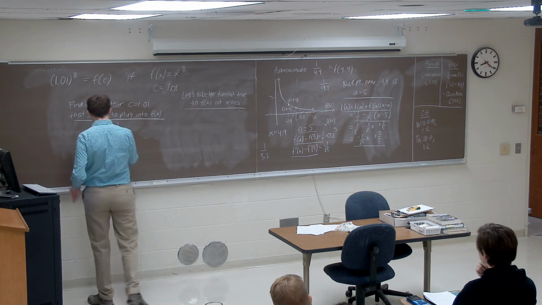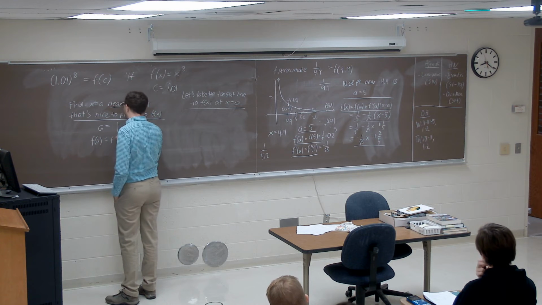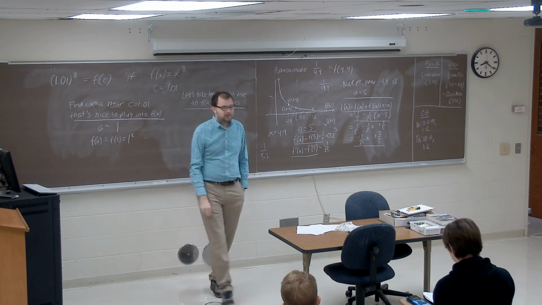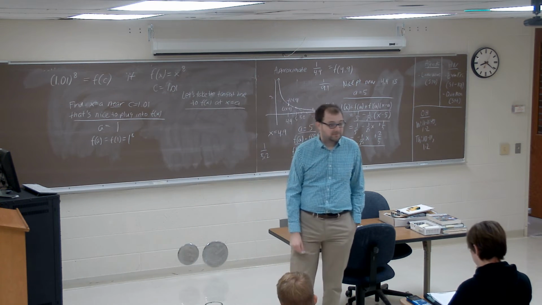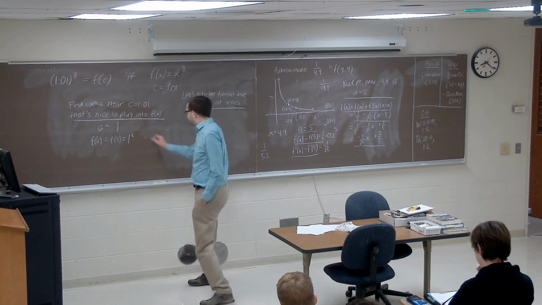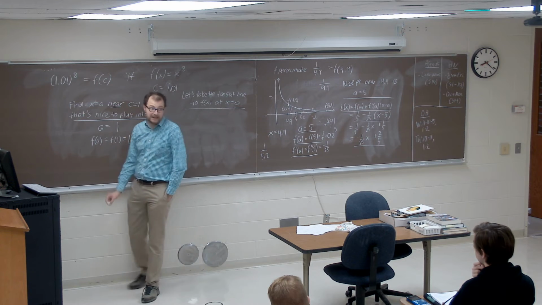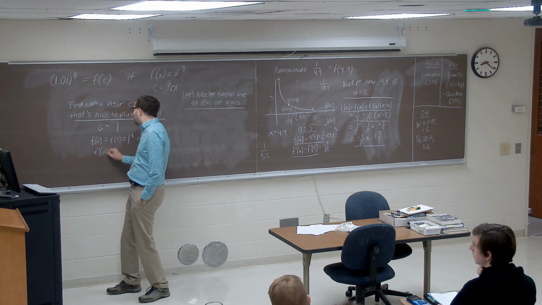So we need to know what f of a is. Well, f of a, by definition, is just f of 1, which is 1 to the 8th power. Caleb, what's 1 to the 8th power going to give us? 1. That one's pretty simple. Because 1 to any power is going to give us 1, we're also going to need f prime of a.